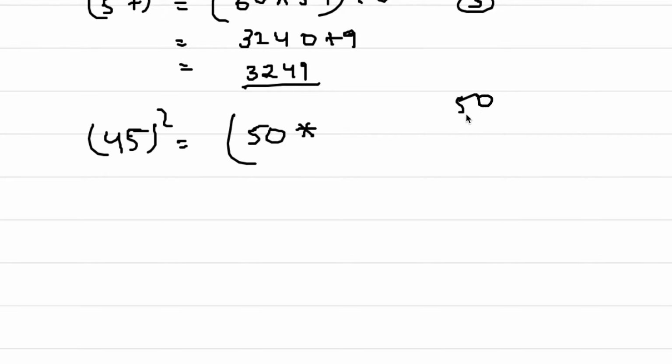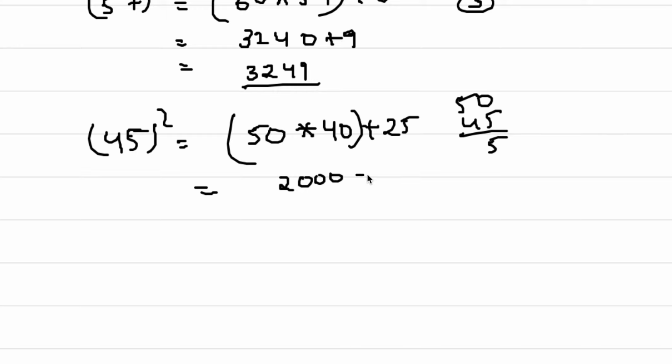Now 50 minus 45 is 5. So 45 plus 5 is 50. And we do 45 minus 5, which is 40, plus the square of this 5 here. So it will be 2000 plus 25. It will be 2025.